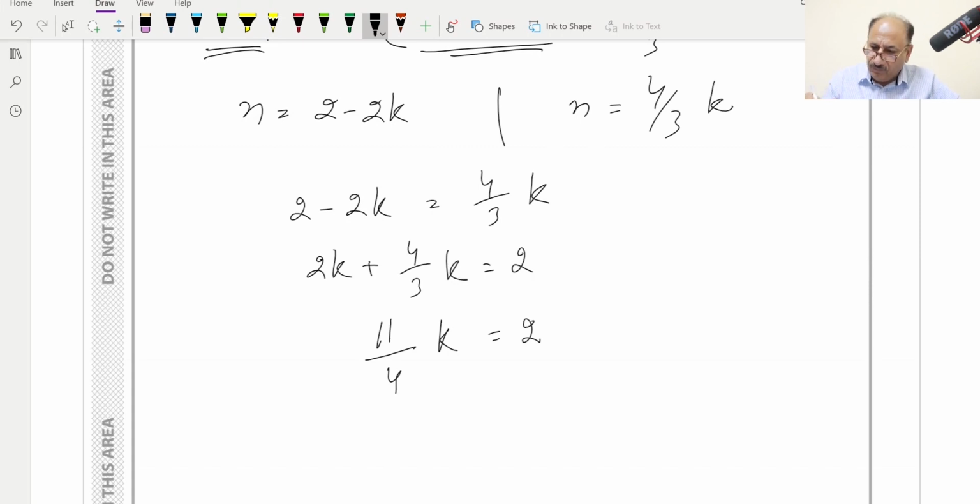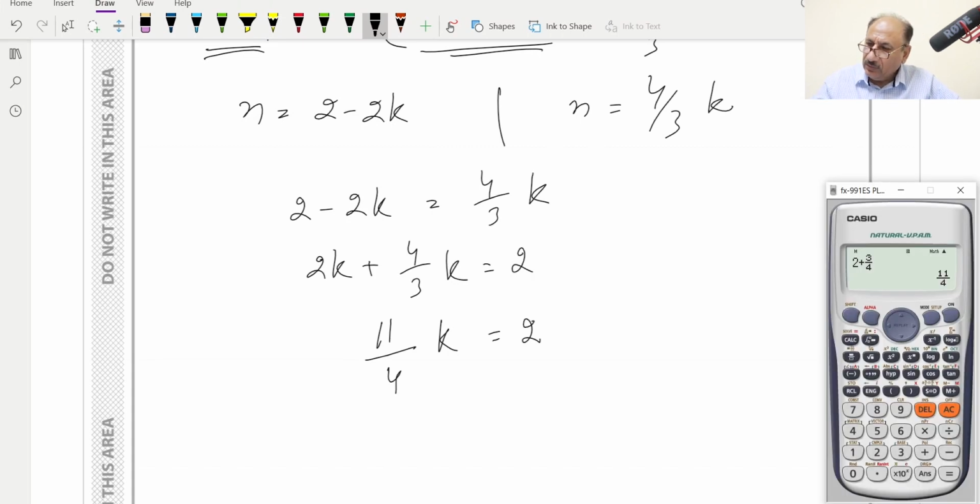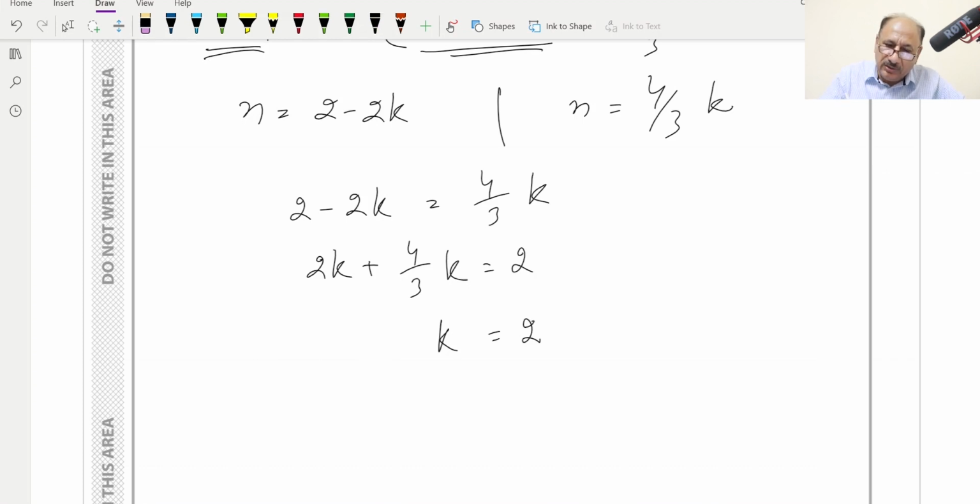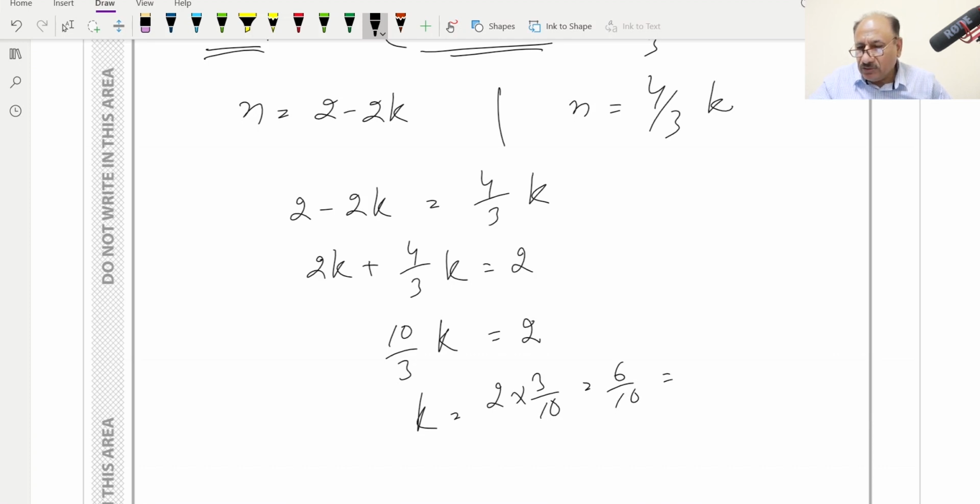And now if we calculate again, 2 plus 4 over 3 will be equal to 10 by 3. Yes, now we will be getting this as 10 over 3. K is equal to 2, so K is equal to 2 into 3 over 10, which is equal to 6 over 10, which we can write as 3 by 5. So K value will be 3 by 5.